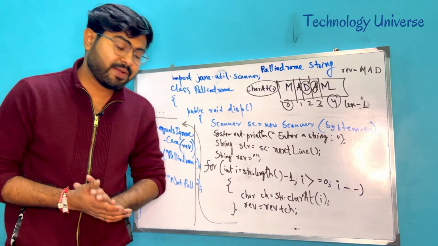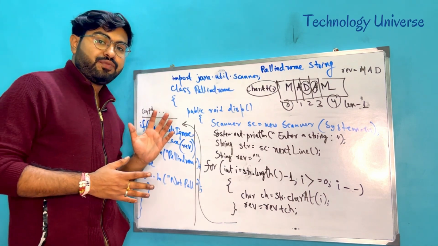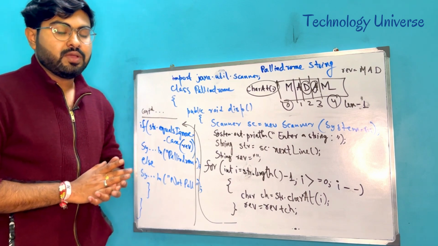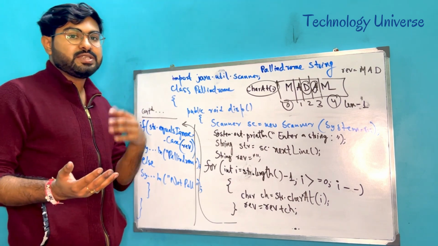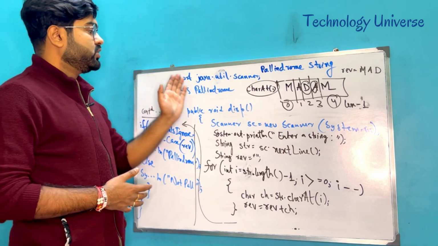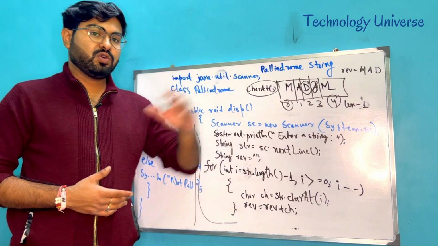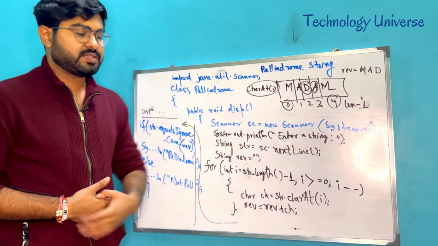I am summarizing what I have done. A palindrome string is that string which is the same if read from left to right and right to left. Basically, the reverse of the string is equal to the original string. Now I have taken console input. That's why I have written import java.util.Scanner. And I have utilized the Scanner class object by writing new Scanner(System.in).